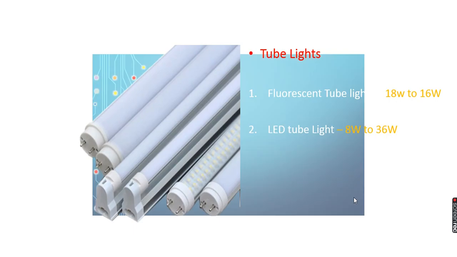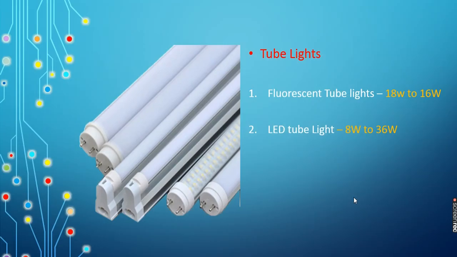Another type of lighting equipment is tube lights. The first type is fluorescent tube lights. Its power rating is around 18 watts to 36 watts. Second type is LED tube light. Nowadays we are using the LED tube lights. Its power rating is around 8 watts to 36 watts. It's available in the market.